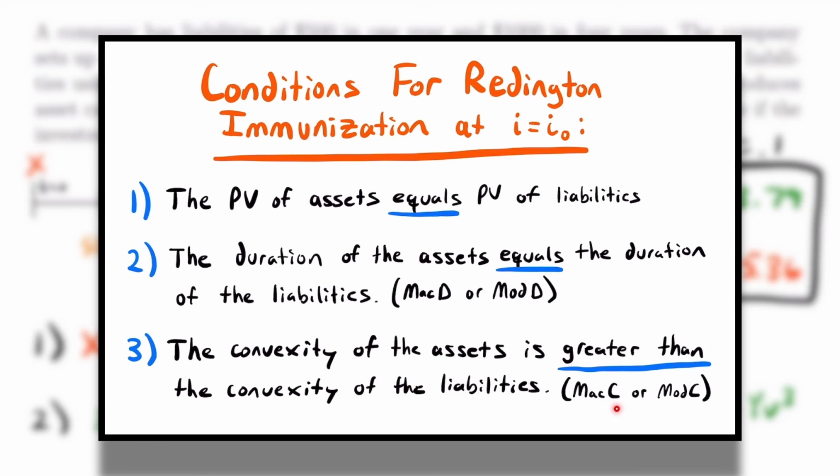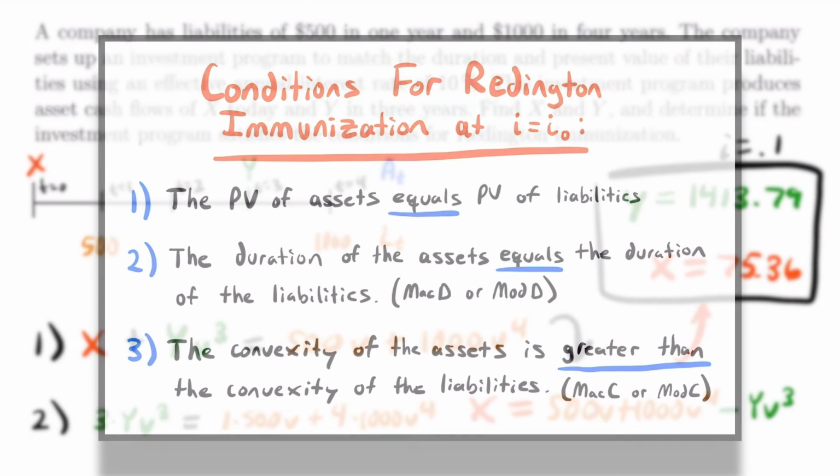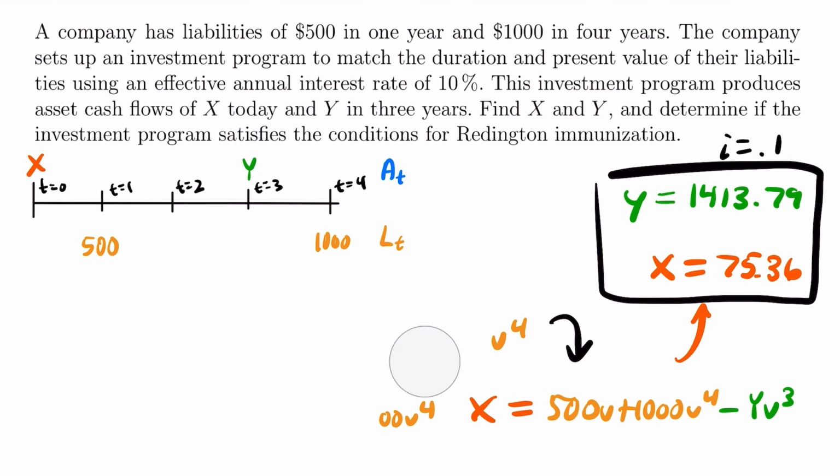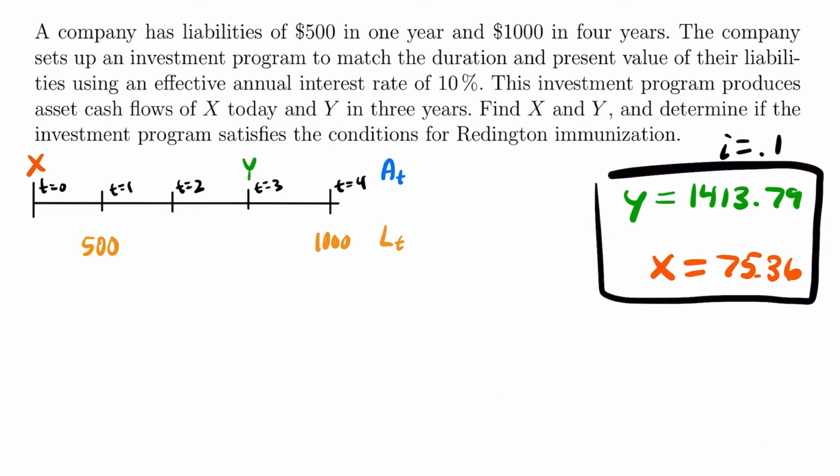And we can use the Macaulay convexity or the modified convexity. All right, so in order for the company's investment program to be Redington immunized, we need to check to see if the convexity of the assets is greater than the convexity of the liabilities. That's the only other thing that we need to check in our problem. So let's do that. I'm going to choose to use the Macaulay convexity, just like we used the Macaulay duration. I find that the Macaulay convexity is easier to calculate than the modified convexity, at least for situations where we have a timeline like this.